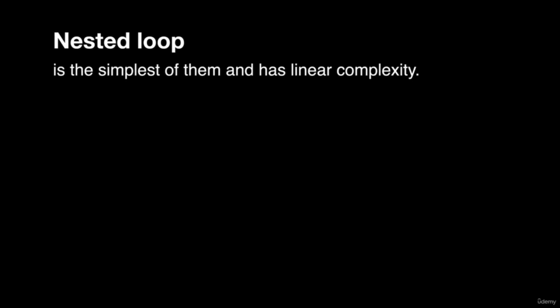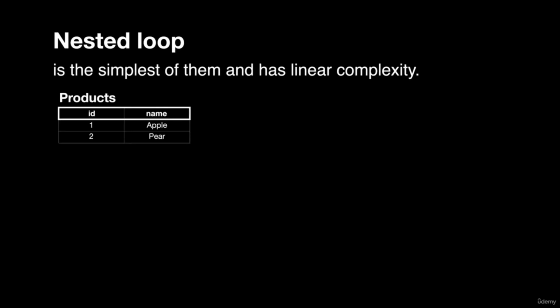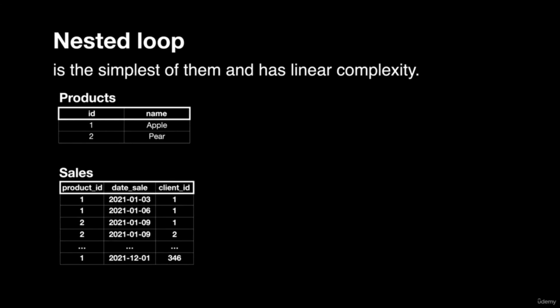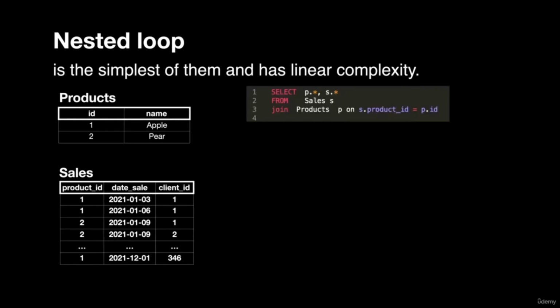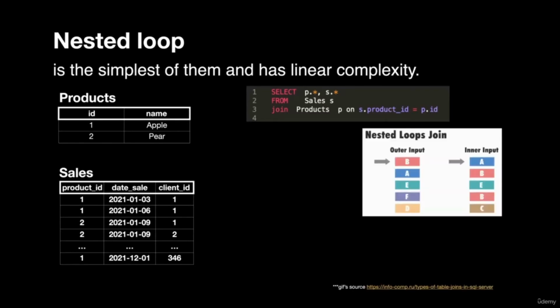Nested loop is the simplest of them and has quadratic complexity. Imagine we have 2 tables, a small table that contains products. We suppose there are not very many products in our store, and a huge table that contains the sales of all products. We need to join these two tables. In this case, nested loop will be used as the join algorithm. How exactly will it work? The algorithm will go through each row in the sales table and compare against each row in the products table.